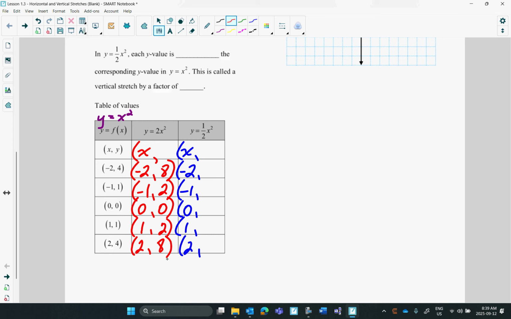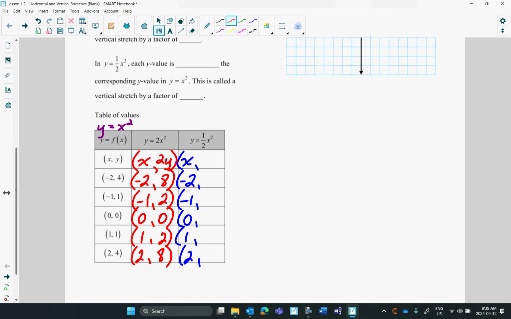What happened to every y value, from here to here? Multiply by 2. So that's what it looks like in mapping notation. So if there's a times 2 in front of the function, in this case x squared, that means that we take every y value on the original point and double it.